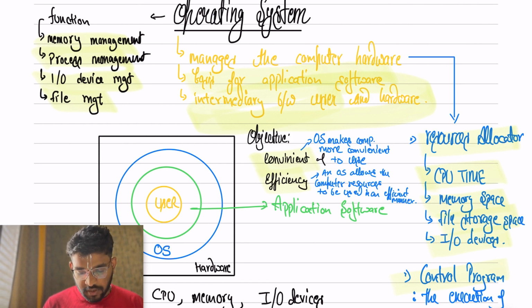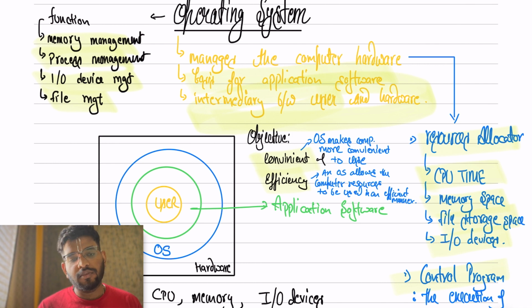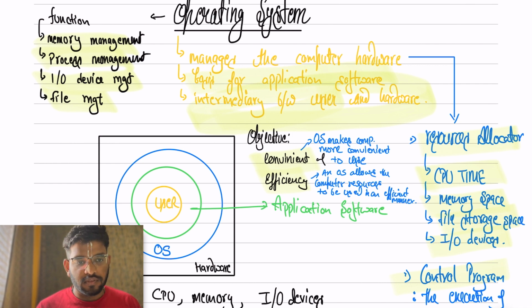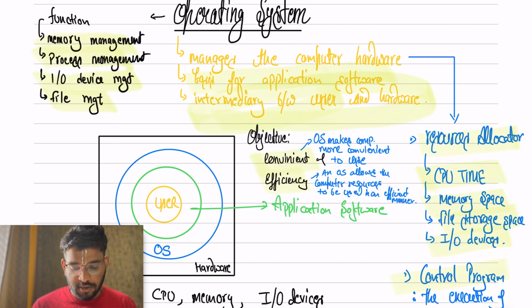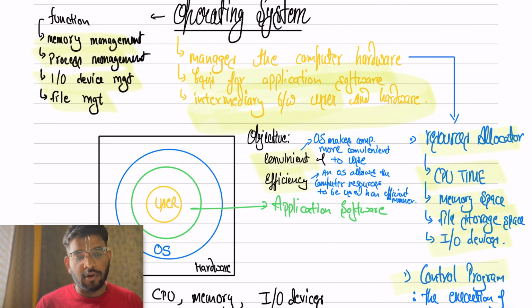So the OS makes the computer more convenient to use. In earlier times, people used command lines to interact with the system, but it was very hectic, and a person had to remember lots of commands to do basic things. But here, with the help of the GUI, graphical user interface, through which most of us interact with the operating system, it makes it easier to interact with the operating system.